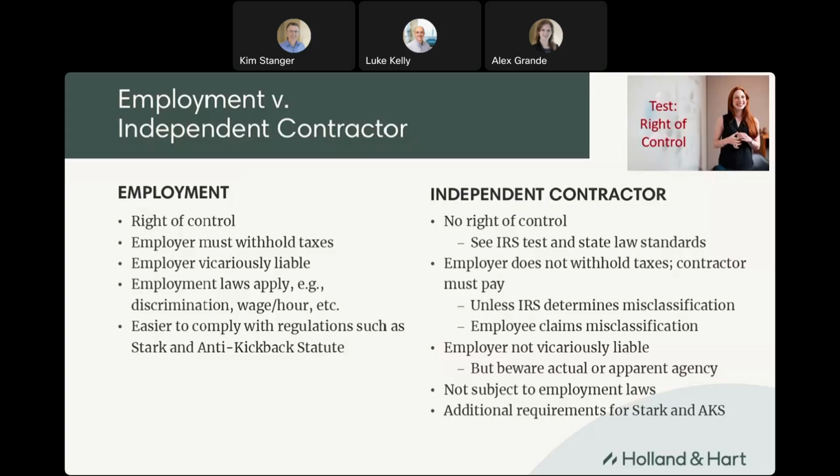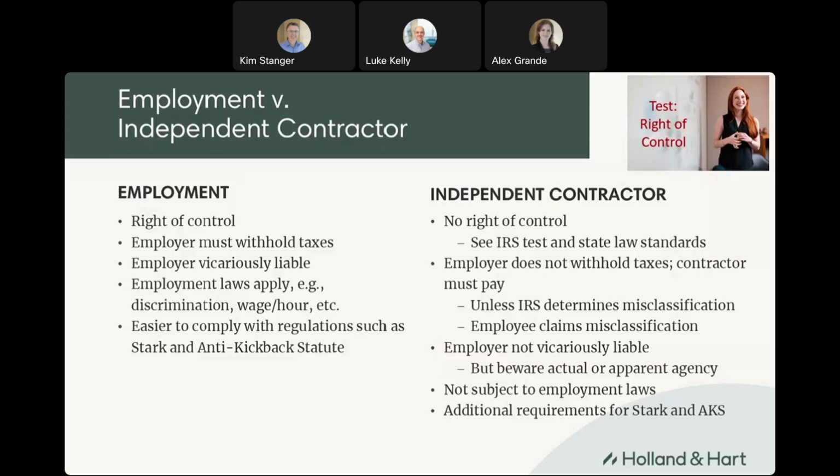So you've got to not only be worried about the IRS, but the employee, or maybe a third party alleging that there's an employment relationship. When it comes to Stark and the anti-kickback statute, the requirements for complying with those statutes are significantly stricter for independent contractors than employees. As we'll talk about in a few minutes, with employees you have a lot of leeway, but not so with independent contractors.